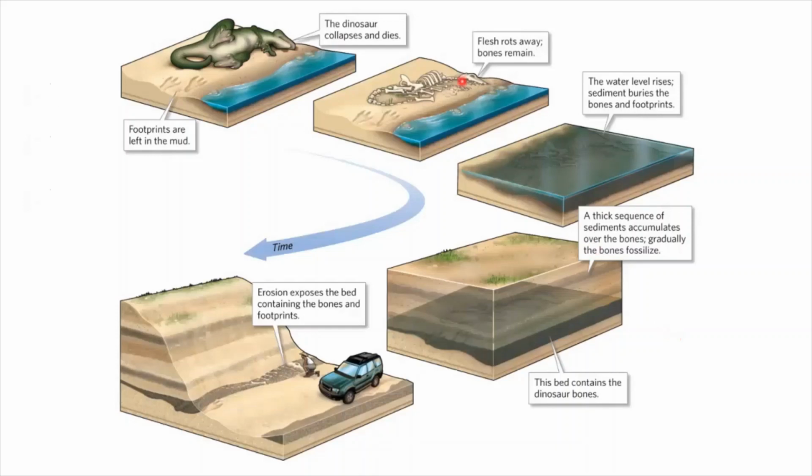Now, this is an image of a dinosaur fossil. The dinosaur dies and the soft body material starts to rot away. So just the bones remain. And then the water level rises and sediment buries the bones and footprints. Then we get a thick sequence of sediments accumulating over the bones, and gradually the bones fossilize. And then with time, erosion exposes that bed containing those bones and footprints.